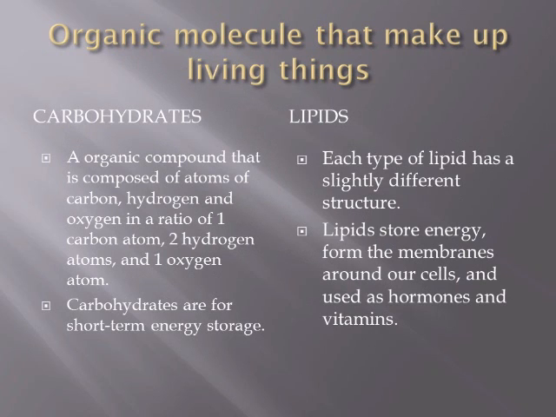Organic molecules that make up living things. Carbohydrates and lipids. A carbohydrate is an organic compound that is composed of atoms of carbon, hydrogen, and oxygen in a ratio of one carbon atom, two hydrogen atoms, and one oxygen atom. Carbohydrates are for short-term energy storage. Lipids. Each type of lipid has a slightly different structure. Lipids store energy, form the membranes around our cells, and are used to make hormones and vitamins.